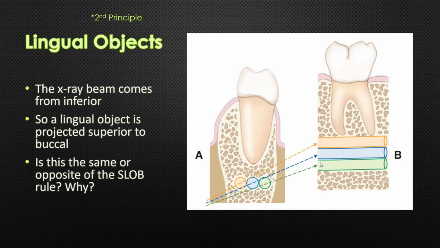Now, I've used this rule to identify where things are in panoramic images. Even though it's not a 3D model, if you combine this with the first rule I already discussed, which talks about the focal trough, and things that lie toward the lingual are magnified more horizontally, you can start to identify where things are spatially in panoramic images, just understanding the principles of geometry.